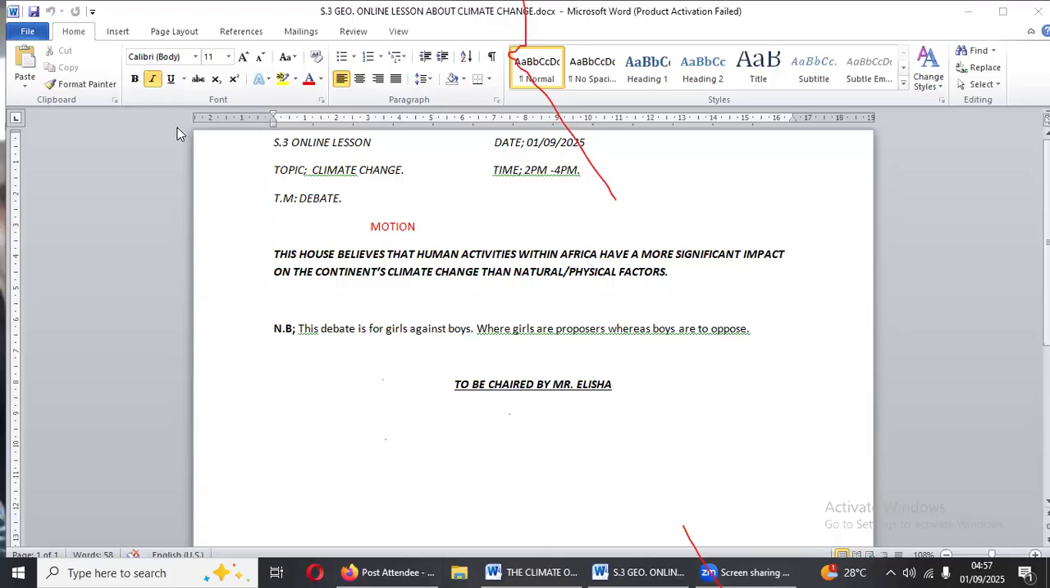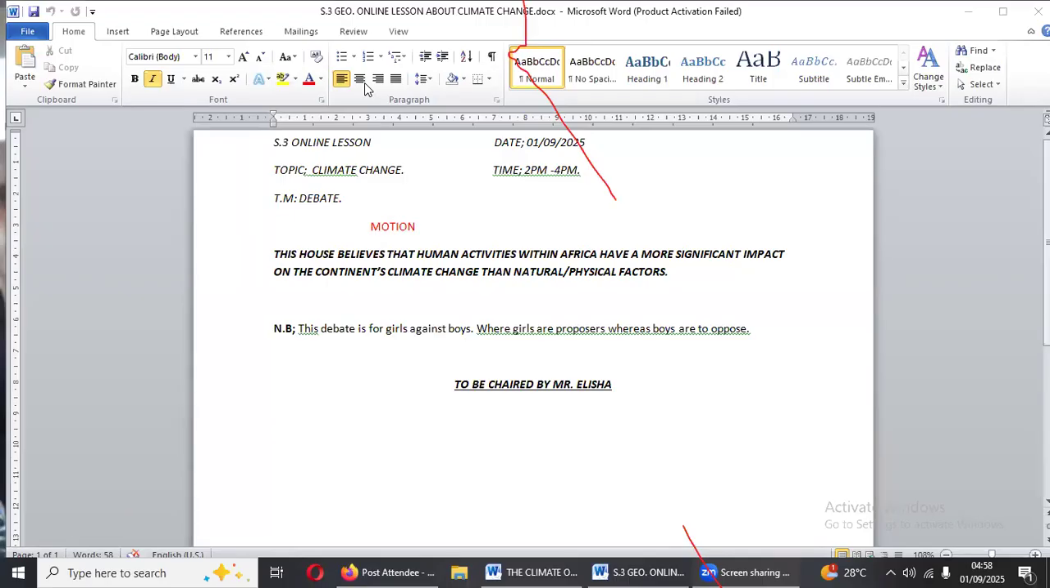Now, what do we need to understand? Currently, there are a lot of human activities being carried out in Africa, and human activities influence the change of climate in different areas. Now, why do we say that human activities cause a more grave or more terrible effect on the climate change than the natural factors?